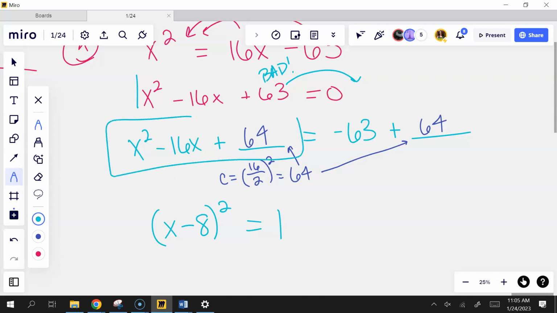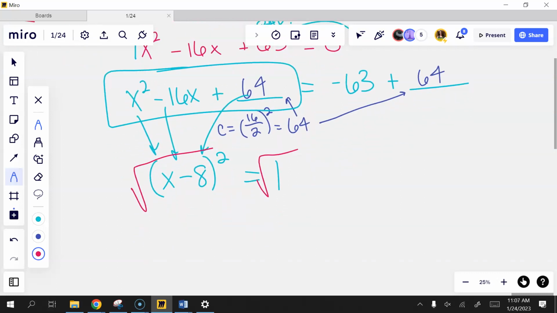This is that perfect square trinomial. It's the square root of the first, the square root of the last, and whatever your middle sign is. It would be plus in the middle. So this is x minus 8. What's the square root of 1? Plus or minus 1. I told you, you'll do it one time, but that'll be the only time.